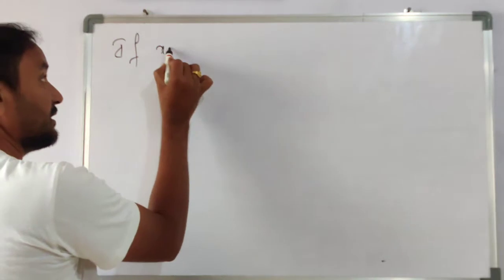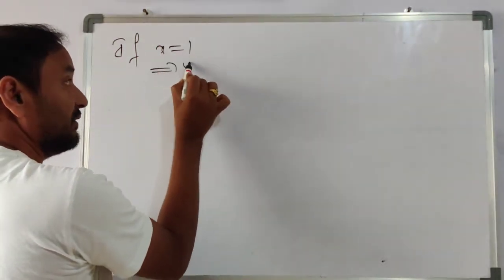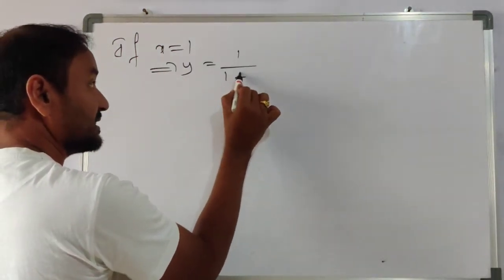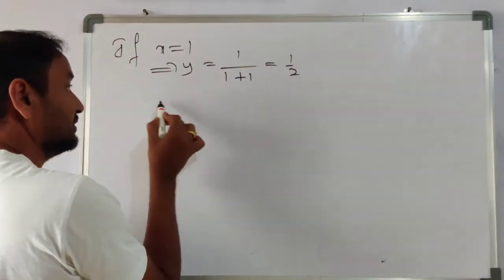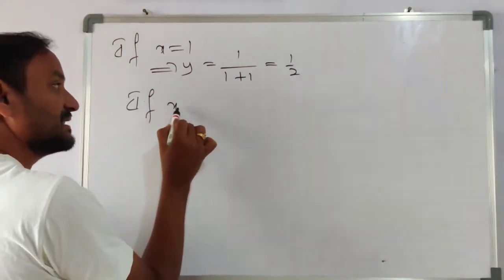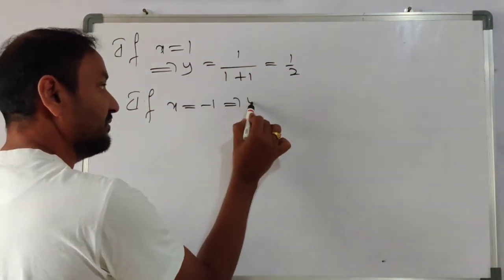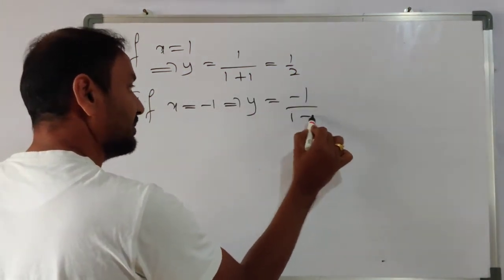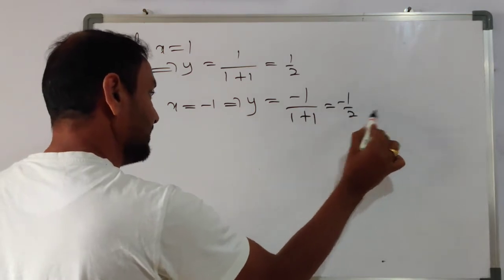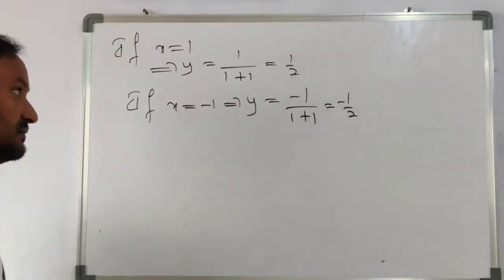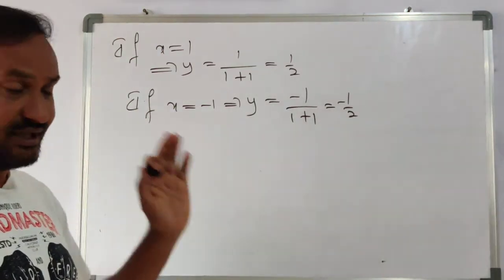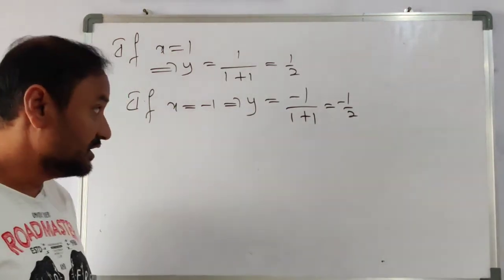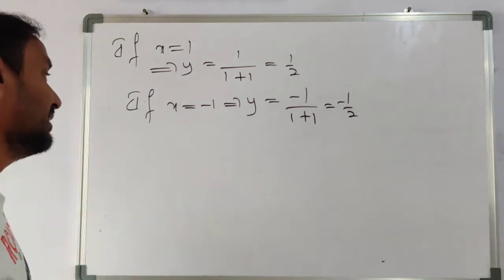If x is equal to 1, what about y? y is equal to 1 by 1 plus 1, which is equal to 1 by 2. If x is equal to minus 1, then y is equal to minus 1 by 1 plus 1, that is equal to minus 1 by 2. Already we observe that as x tends to plus or minus infinity, y is reaching 0. Now draw the graph of the given function.